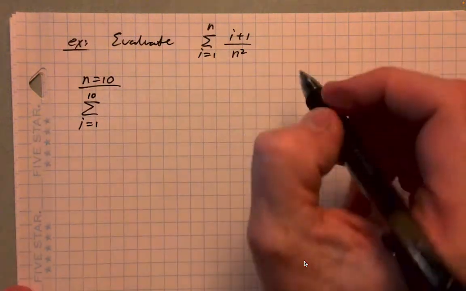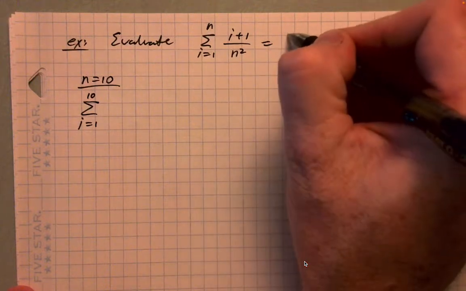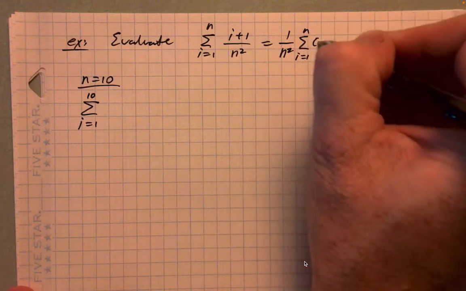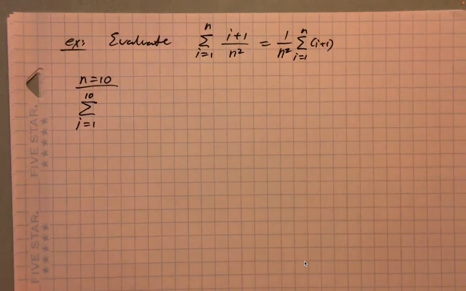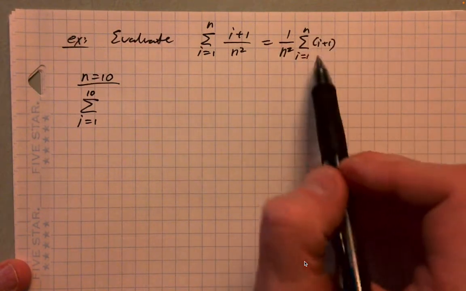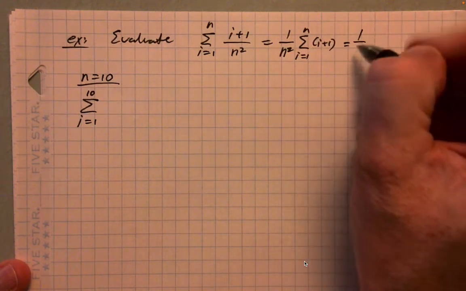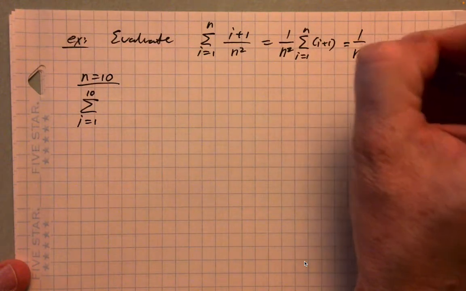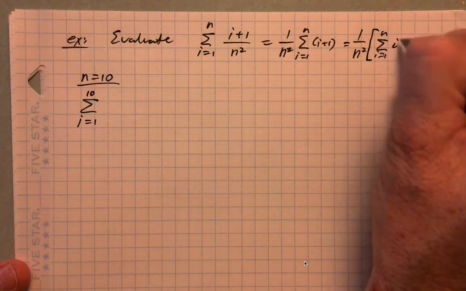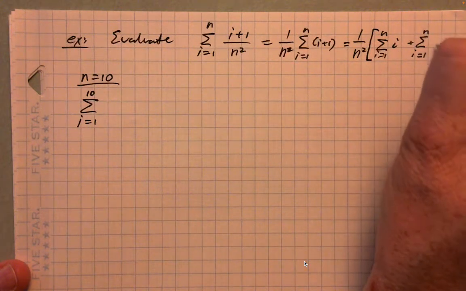Okay, now actually before we do this, what can we do with this sum? We can actually rewrite this as 1 over n squared times the sum of I equals 1 to n of I plus 1, like so. And then further, we can break this into two sums, because you've got I and then you've got plus 1. So this can also be written as 1 over n squared times the sum of I equals 1 to n of I plus the sum from I equals 1 to n of just 1.